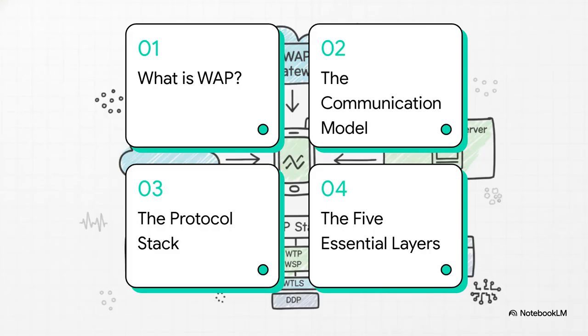All right, so here's our game plan. First, we're going to define what WAP actually was. Then we'll zoom out and look at the big picture, the communication model that connected your phone to the web. After that, we're diving deep into the core tech, the protocol stack, and we'll break down each of its 5 layers to see how the magic really happened.